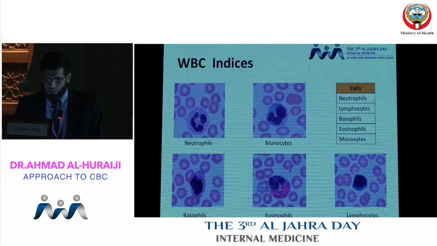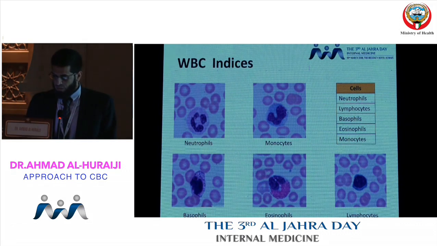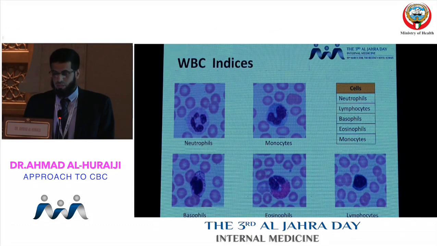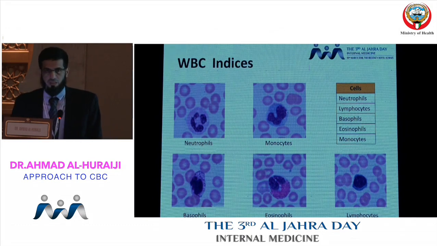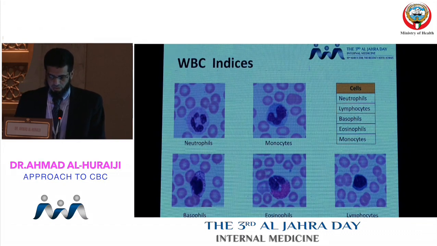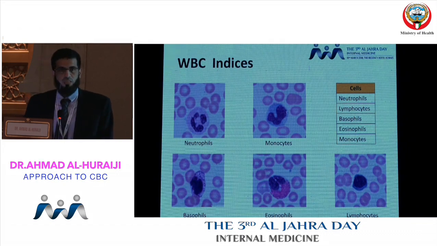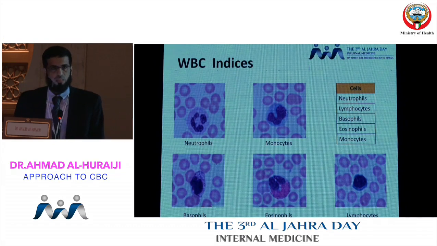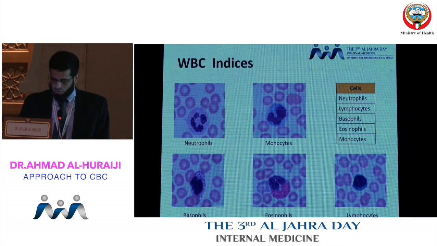The WBC is usually enumerated either manually or by automated machines. Manual enumeration is subject to inherent errors, but the automated machines require lysis of the RBCs. As you can see here, this is the neutrophil, and this is a monocyte, which is the largest cell. The eosinophil has secondary granules that stain pink, and the lymphocyte is the smallest one with a rounded nucleus.